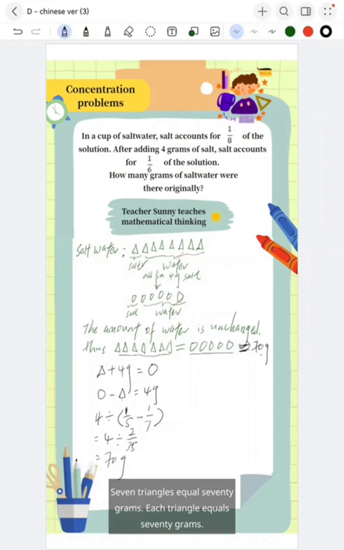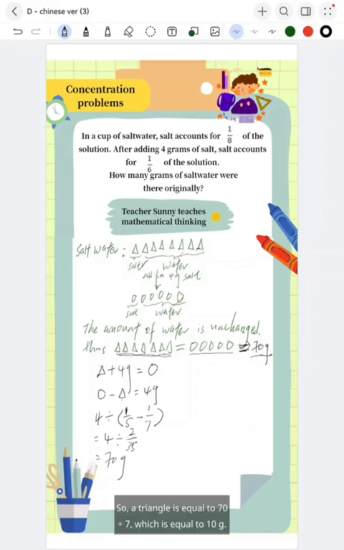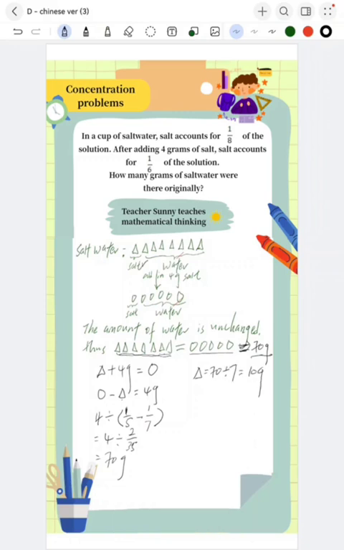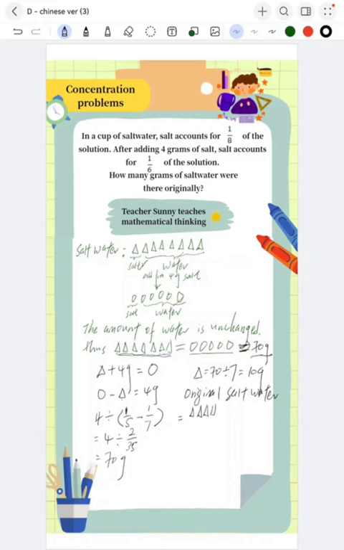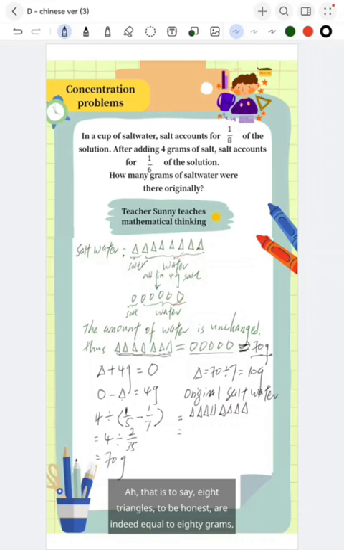Seven triangles equals 70 grams. Each triangle equals 70 divided by 7, which is equal to 10 grams. So how much salt water did we originally have? It is equal to 8 small triangles. That is to say, 8 triangles are equal to 80 grams. So we can calculate the original saltwater solution.